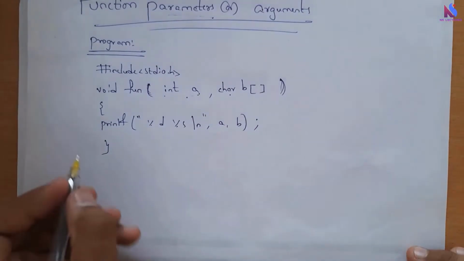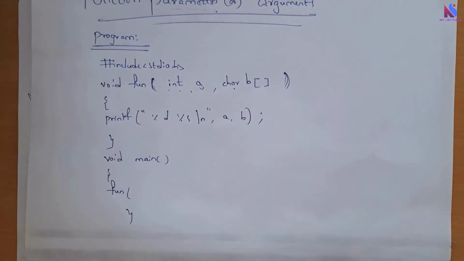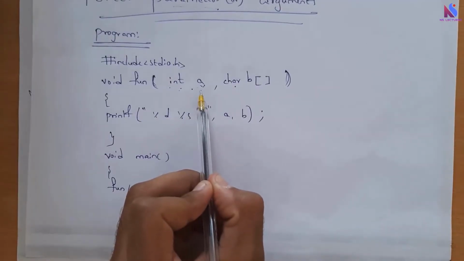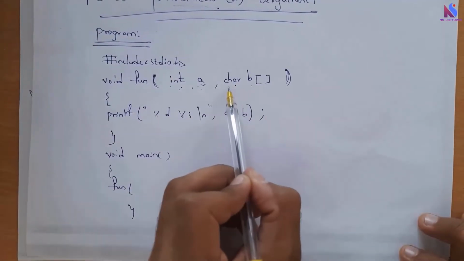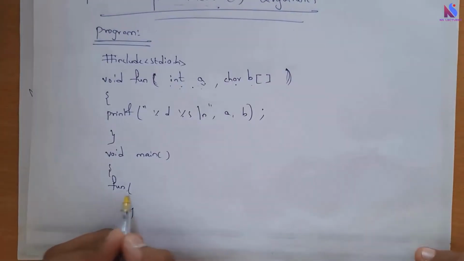After that you need to write void main. You give the function name as fun. Here you may get a doubt like where to give values. Here I just wrote int a and I did not give any value, and similarly I wrote string b here and I did not give any value. So you need to give values here.